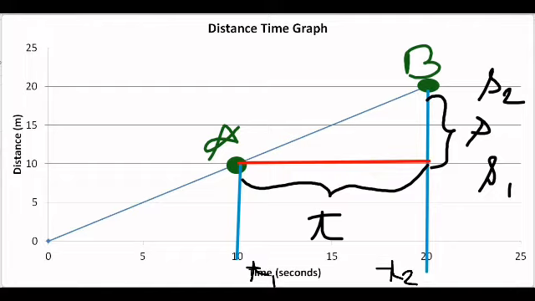So clearly from this graph we will know that the length of t is t2 minus t1, and the length of s, the distance, is s2 minus s1. So now we can calculate the speed of the object. So how we will calculate the speed of the object? We already know the formula of speed, that average speed is equal to distance divided by time. So the same thing we will do here also.